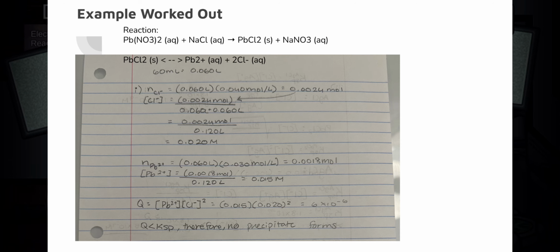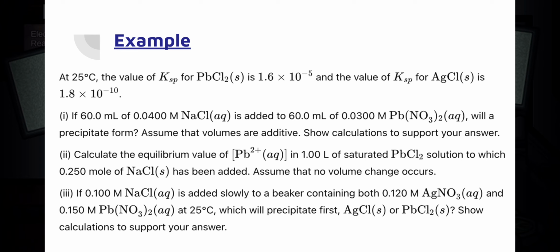The first question we have is: at 25 degrees Celsius, the value of Ksp for PbCl2 is 1.6 times 10 to the negative 5, and the value of Ksp for AgCl is 1.8 times 10 to the negative 10. Part 1 asks: if 60 milliliters of 0.0400 molarity NaCl is added to 60 milliliters of 0.0300 molarity Pb(NO3)2, will a precipitate form? Assume that the volumes are additive. Show calculations to support your answer.